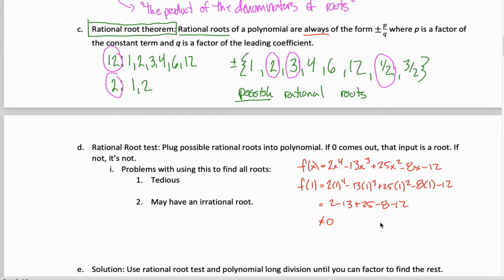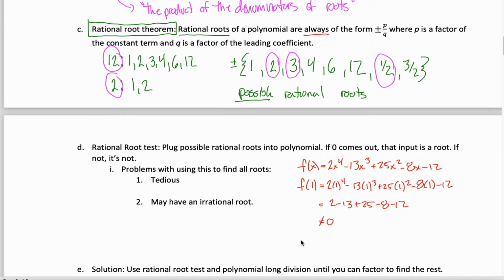What does it equal? Really, I don't care. All I'm trying to figure out is, is 1 a root of this polynomial? Well, if it's a root of the polynomial, it's an x-intercept of the polynomial. And if it's an x-intercept of the polynomial, its height is equal to 0. So 0 would come out. The fact that 0 is not coming out tells me that it's not a root. I don't care about its height otherwise. So I can cross 1 off my list.